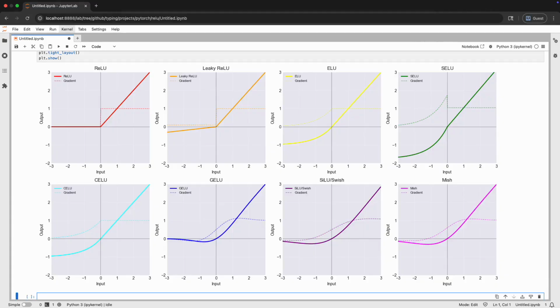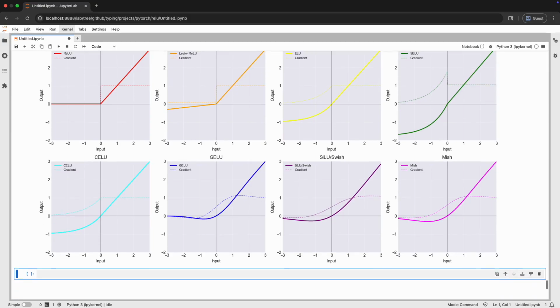This comprehensive grid provides an excellent overview of all activation functions. We can see the progression from the simple, piecewise linear ReLU to the smooth, sophisticated functions like GELU and Mish. The gradient plots reveal important differences in how these functions propagate gradients. Notice how ReLU-based functions have sharp transitions while modern smooth functions provide continuous gradient flow. This visualization helps understand why different functions excel in different scenarios.